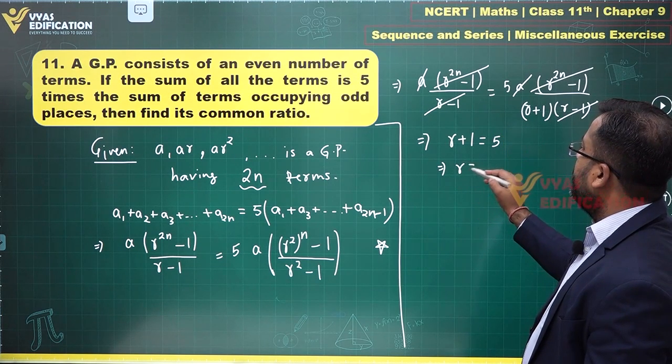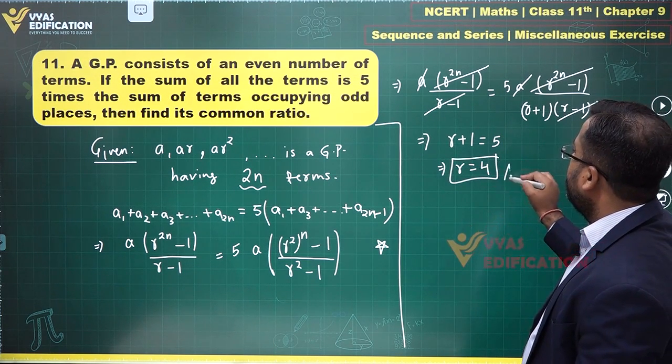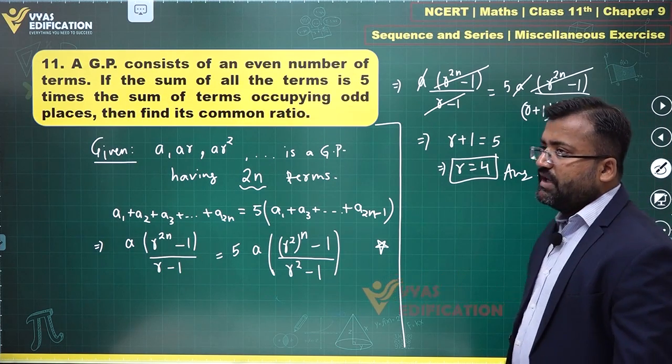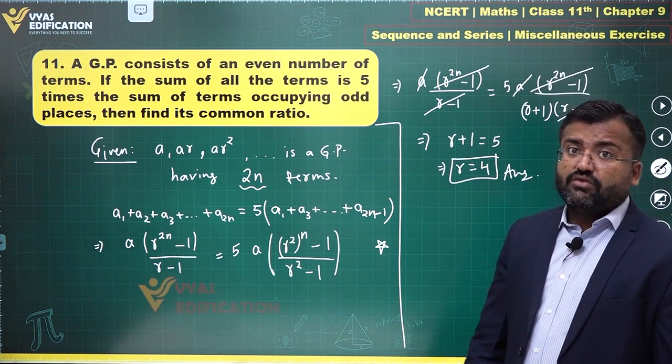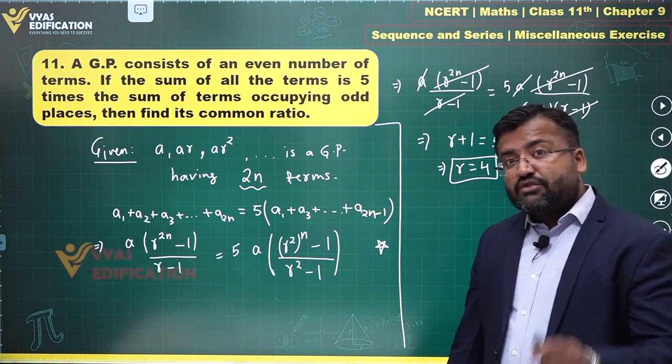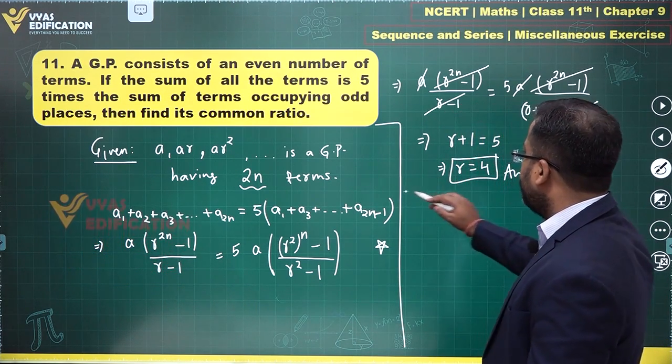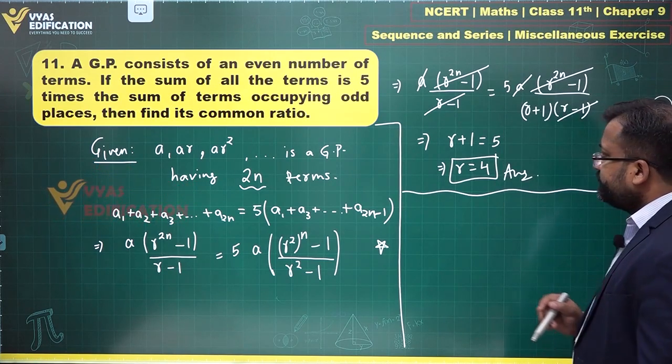That tells me r will be equal to 4. That's my required answer for this question, as you can see over here. Is that all? Yes, that's all in this question. You can solve this question using another idea. That's basic common sense. How?